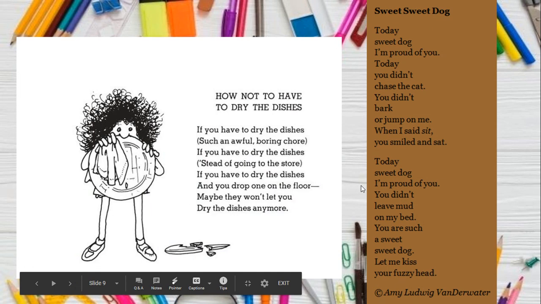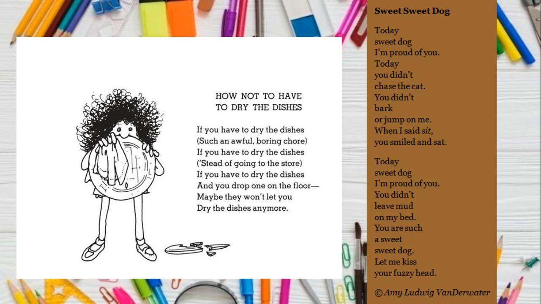Take a look at these two poems, and as I read them, think about what you notice.